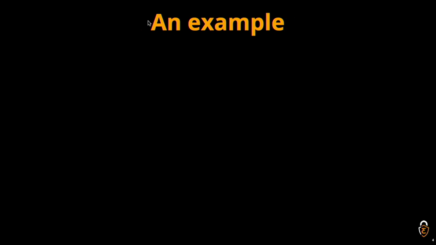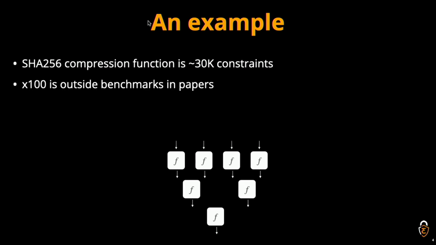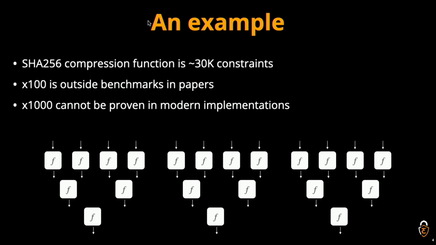As an example of why this is practically relevant, already the compression function of SHA-256 is about 30,000 constraints. And if we are, for instance, trying to verify a transaction, maybe with a Merkle tree with a bunch of these compression functions, then we're already far outside the benchmarks that we put in papers. And if we have a lot of them, for instance when we do ZK rollups, we're already far outside what we can do in modern implementations. So this is the core motivation of our work.